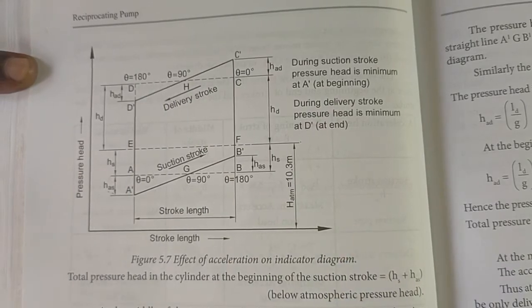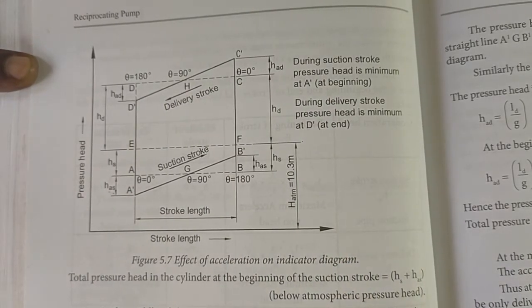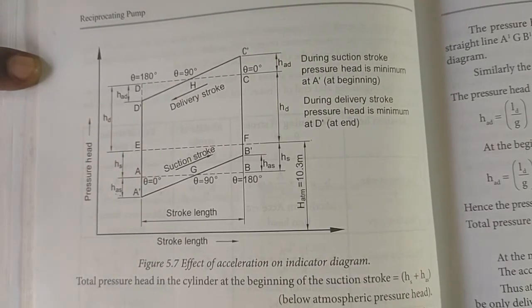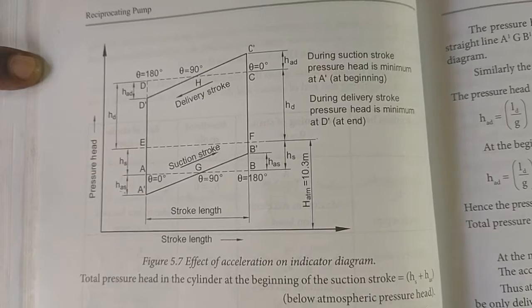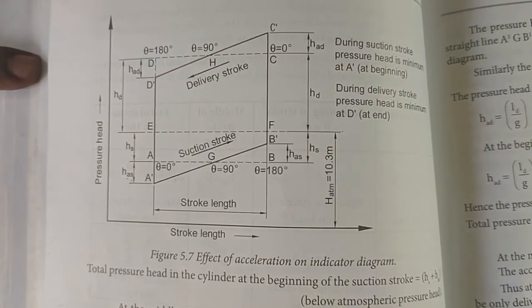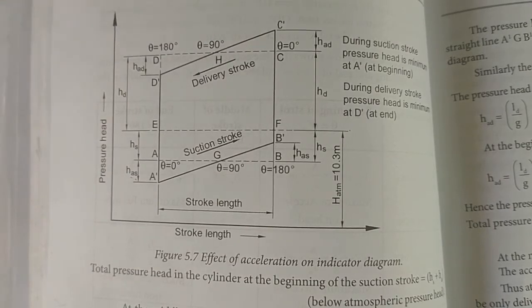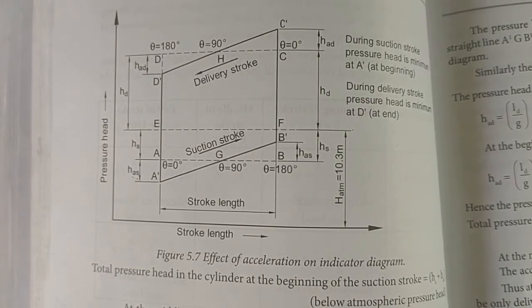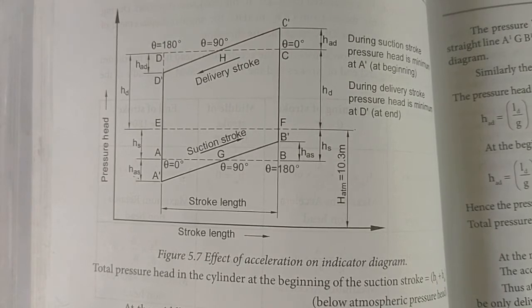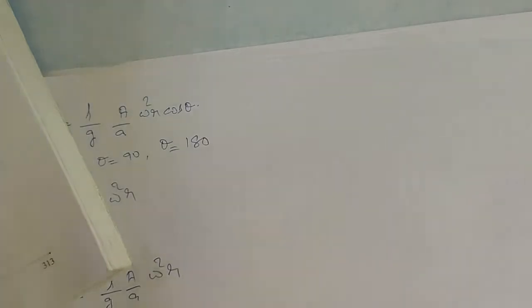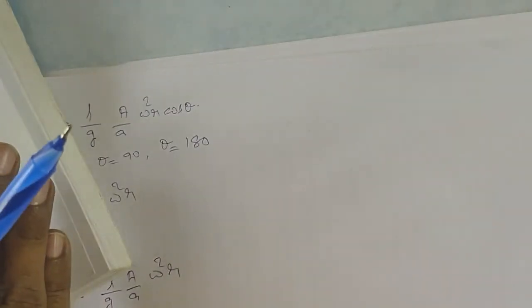Now we will move on to another pressure head requirement, which is the frictional head. As we all know, there will be frictional losses in the suction pipe and delivery pipe. So those frictional pressure losses should also be included in the indicator diagram. What will be the frictional pressure head required? We are all familiar with that equation of frictional head.